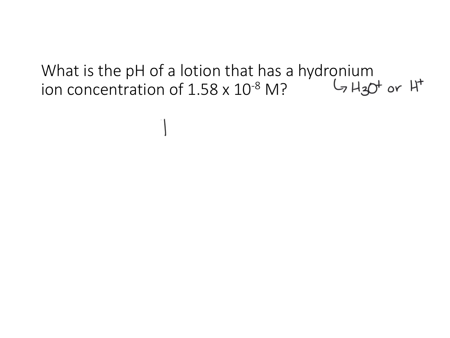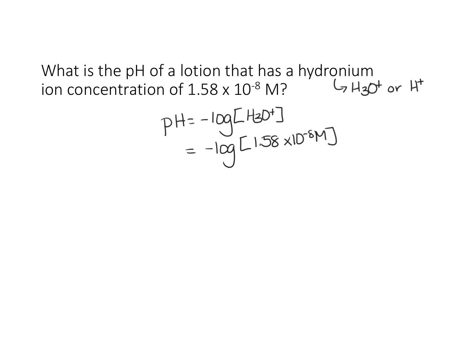I'm asked to calculate the pH. I know the pH equals negative log of the concentration of the hydronium ion. So I take negative log, and I'm going to put 1.58 times 10 to the negative 8th molar in. And when I do that, I get 7.8, which is basic because the pH is greater than 7.